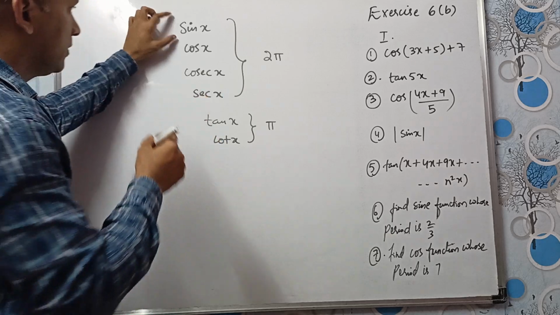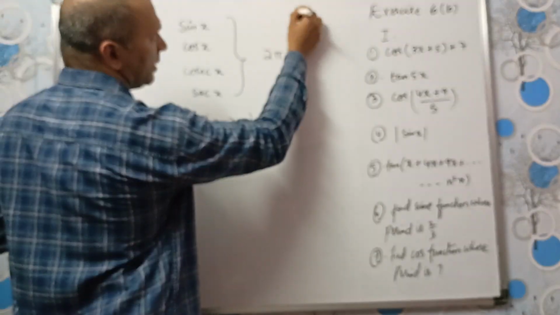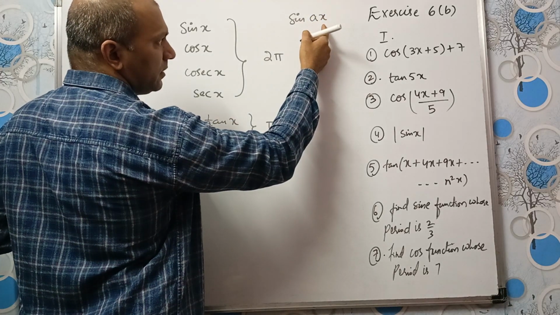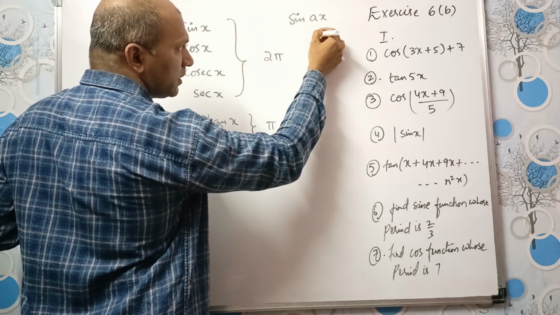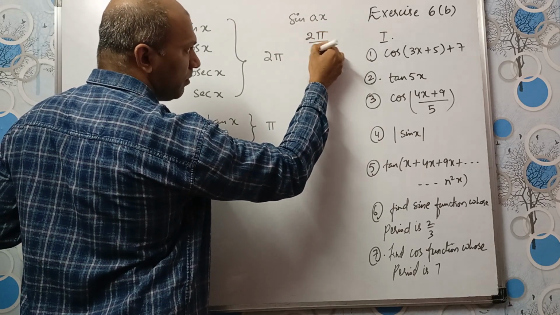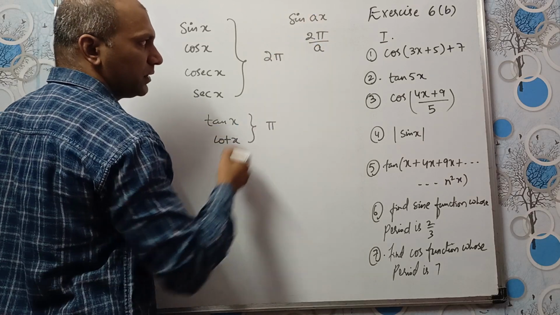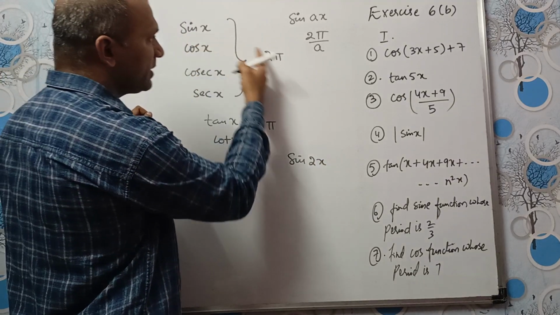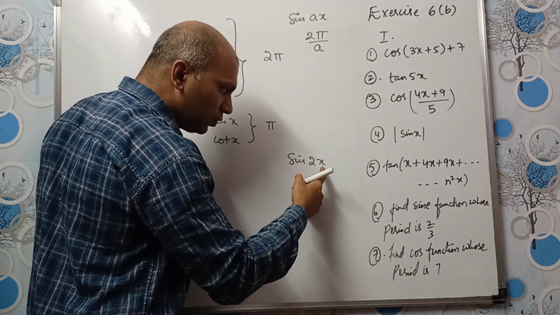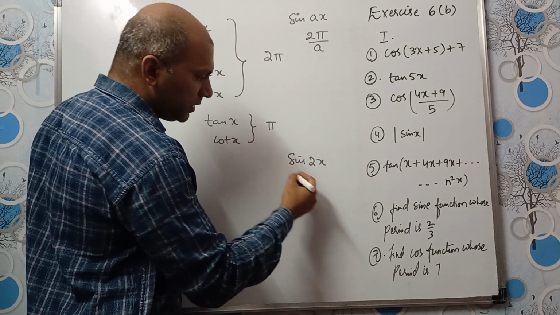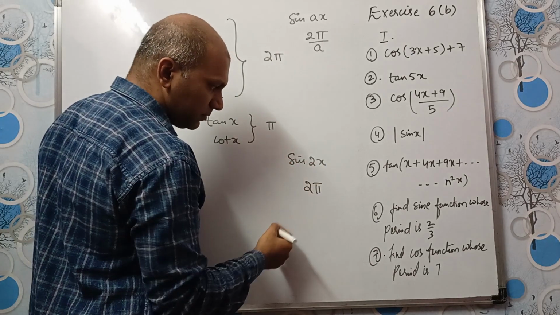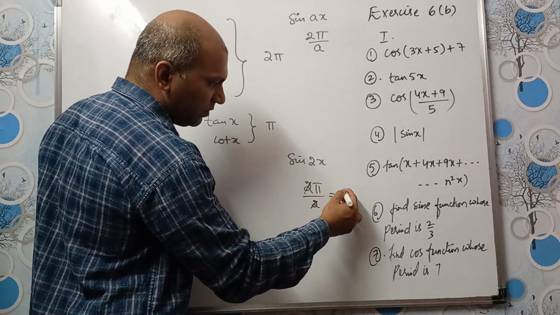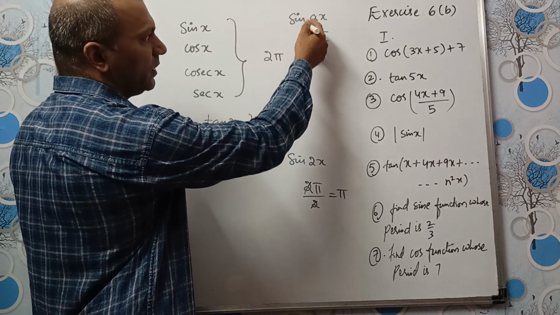We did one graph in sine, sin ax. This period was 2 pi by a. See, the period of sin x is 2 pi, so what will the period of sin 2x be? The general period is 2 pi, divided by this term 2, so the period will be pi. We can use this formula.